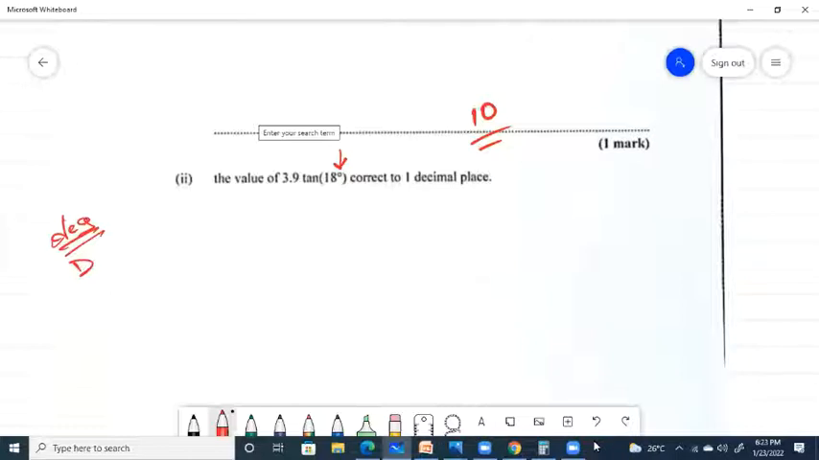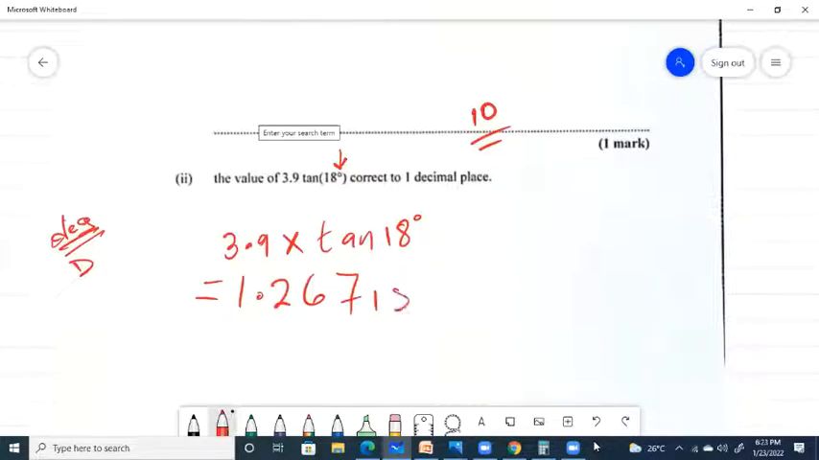What you're going to put on your calculator though is 3.9, and you could put a multiplication sign if you want, times the tan of 18 degrees. So you put this on your calculator just like that. This question is testing to see if you're able to utilize your calculator, because a lot of people cannot use their calculator. So when you put this on it though, you're going to get this answer, but we're going to have to pay attention to details. We get 1.267186815.